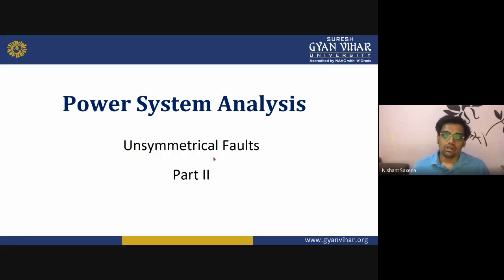So, let's move further. So, what were the unsymmetrical faults? We have discussed in the previous lecture that there are three types of unsymmetrical faults: line to line fault, line to ground fault, which is also called a single line to ground fault, and double line to ground fault.